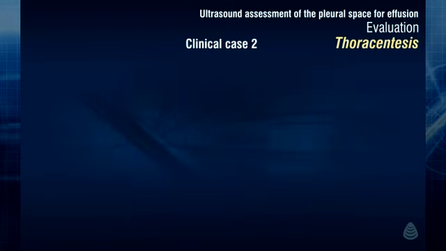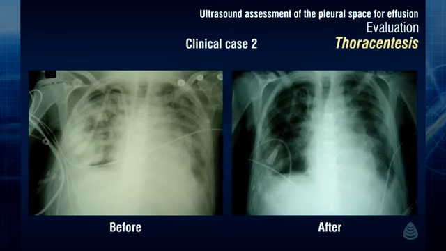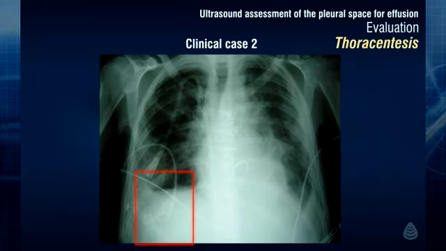When comparing the chest X-ray performed before to that performed after the procedure, we can observe a very complete drainage of the effusion with resolution of most of the right-sided opacities that were present. The pigtail catheter is well visualized on the chest X-ray.